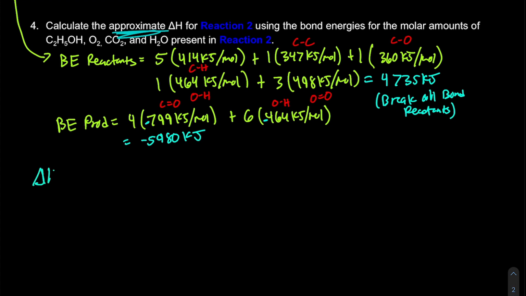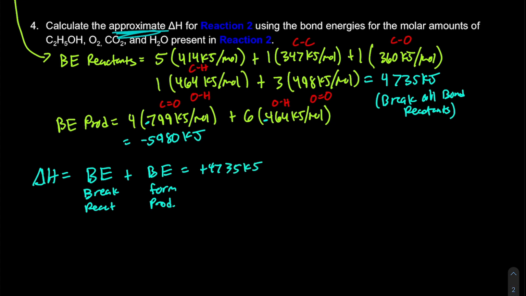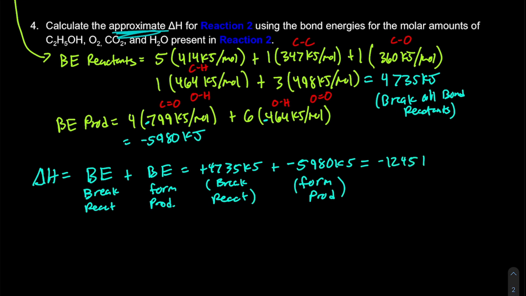So we could say our delta H is going to be the bond energy to break all of our reactant bonds plus the bond energy that is related to forming our product bonds. And so we can say here we got positive 4,735 kilojoules to break all of our reactant bonds, and then we have negative 5,980 kilojoules in forming our product bonds. And the net effect would be a negative 1,245 kilojoules.